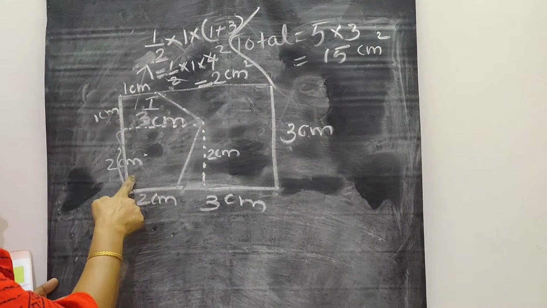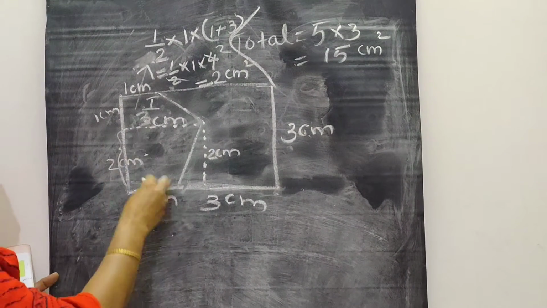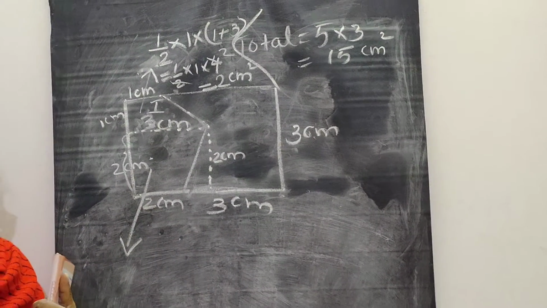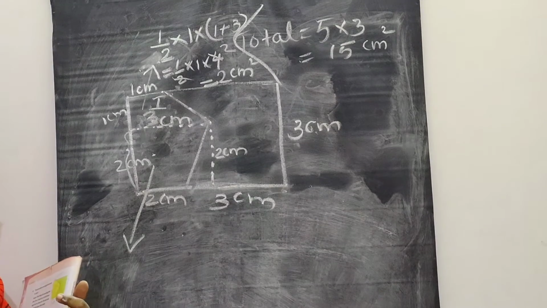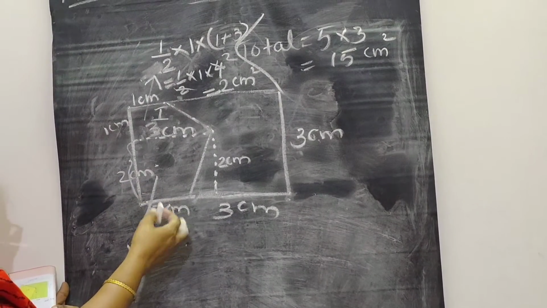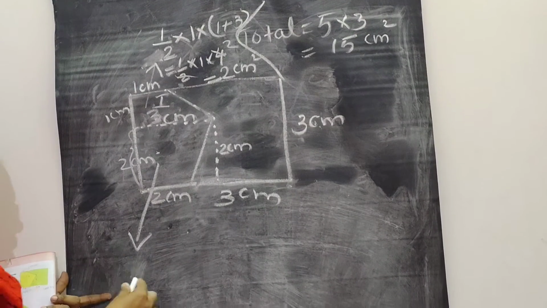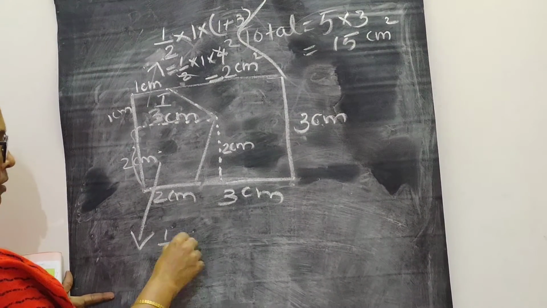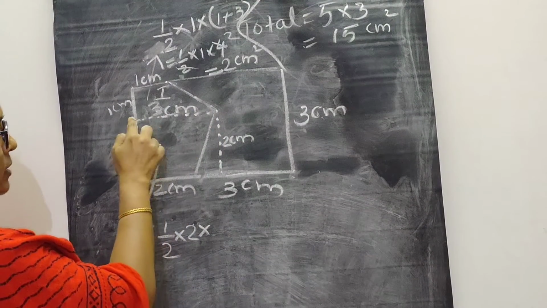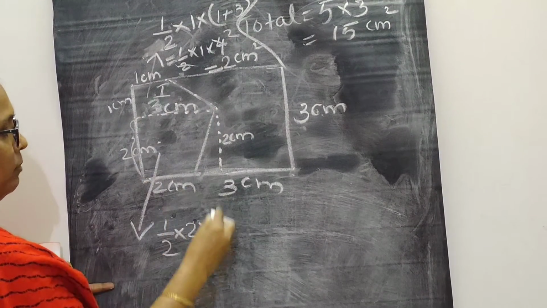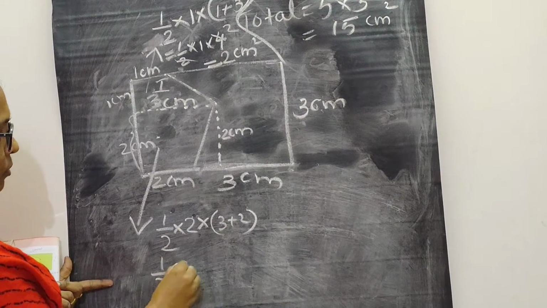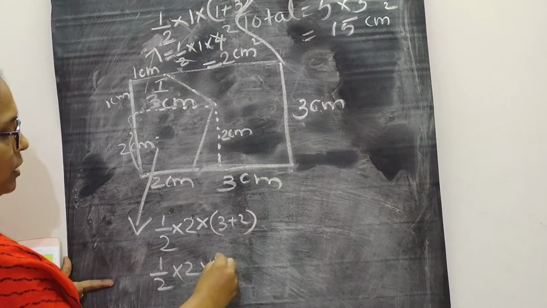Then we can find the area of this trapezium also. How? Can you find out the area of this trapezium? Here also a perpendicular length is there, and parallel lines are also there. So what is it? Yes, half into 2 into the parallel sides, 3 centimeter and 2 centimeter. That is 3 plus 2. Half into 2 into 3 plus 2, it is 5.